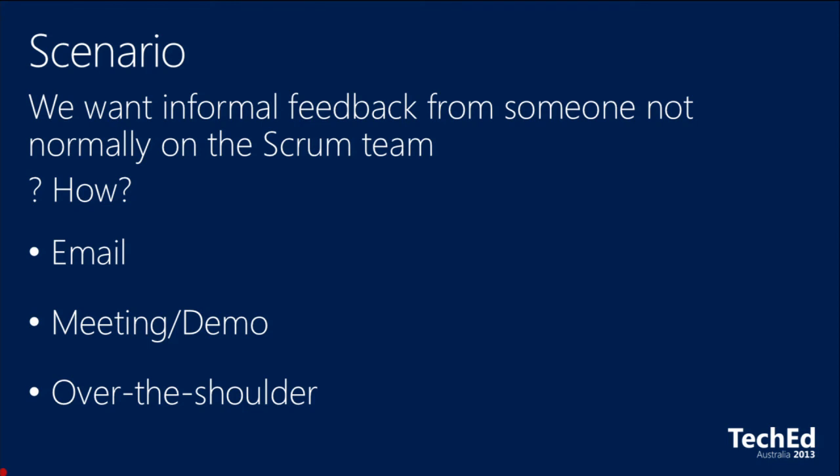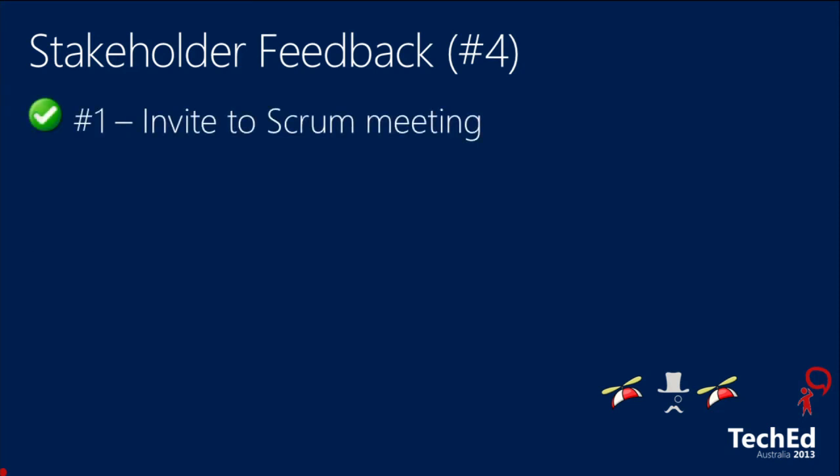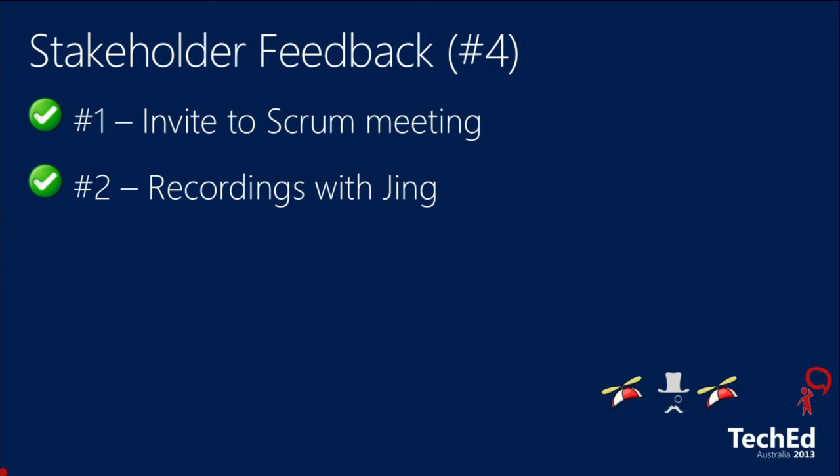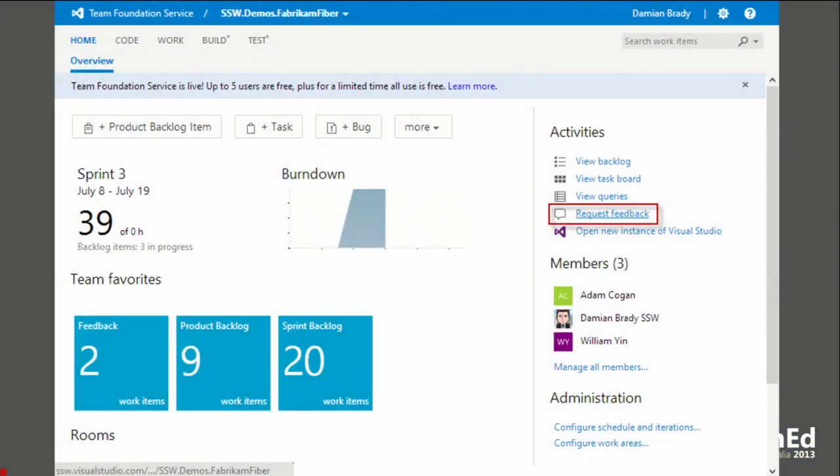The better approach is to invite them to the Scrum meeting. Forget Yammer. All right. So you can do a recording with Jing or some other tool or Snagit and just send them. Or you can use this feedback tool. So let's demo this feedback tool.